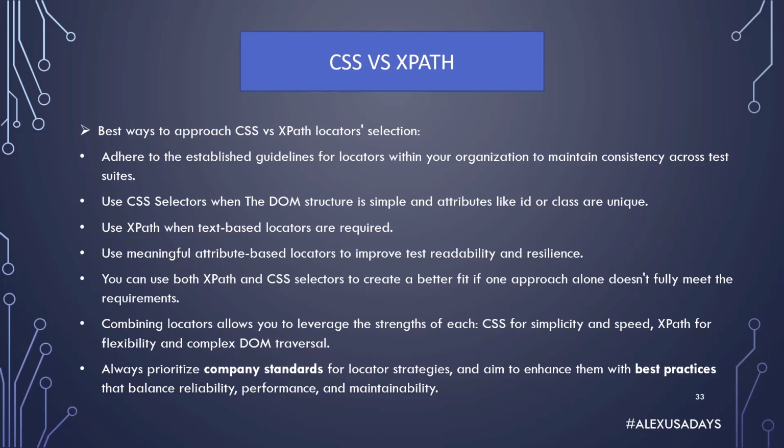You can use both XPath and CSS selectors to create a better fit if one approach alone doesn't fully meet the requirements. Combining locators allows you to leverage the strengths of each: CSS for simplicity and speed, XPath for flexibility and complex DOM traversals. Always prioritize company standards for locator strategies and aim to enhance them with the best practices that balance reliability, performance, and maintainability.